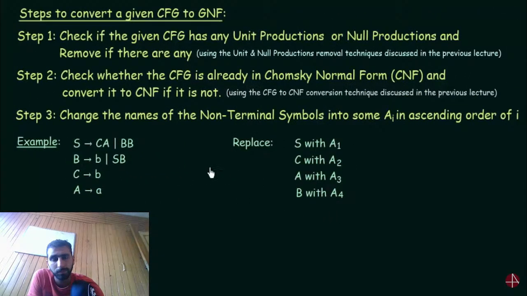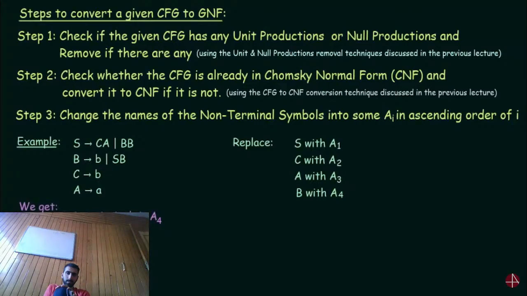Now let's see what will be the equivalent production that we get after we replace these non-terminal symbols with these names A1, A2, A3 and A4. So this is what we get. A1 gives A2 A3 and A4 A4. If you see why did we get this? S was A1, that is why I wrote here A1. C was A2, that is why it's A2 here. And A was A3, that is why it's A3 here. And both B's were A4, that's why we got A4, A4 here. And the rest of the things also, when we replace it, this is what we get.